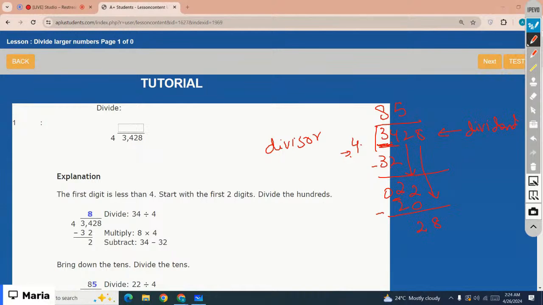4 times 7 is 28. And 28 minus 28 is 0, and you don't have more digits, so that means 3428 divided by 4 is 857. Got it? If you have any questions related to the example I just solved, you can ask. I'm here to answer.